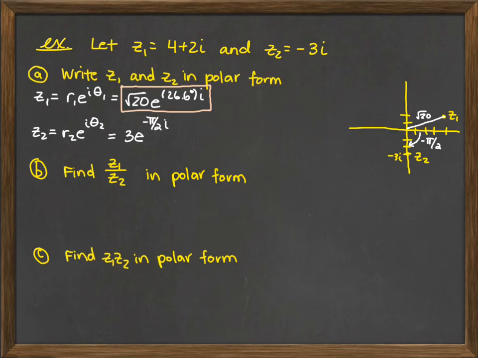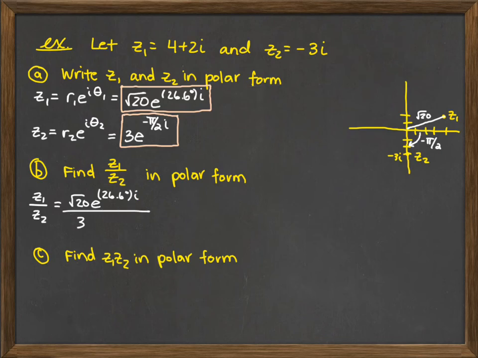So this is how we would write both of these complex numbers in polar form, starting with them in rectangular form. And now I want to do some division. So how do we divide these two numbers? Well, if you recall, we need to subtract the exponents when we're doing our simplification using the exponent rules. So let's write it out first. We've got z1 divided by z2. That's going to be square root of 20 e to the 26.6 degrees i over 3 e to the negative pi over 2 i. Well, I can't subtract degrees from radians, so let me go ahead and convert.